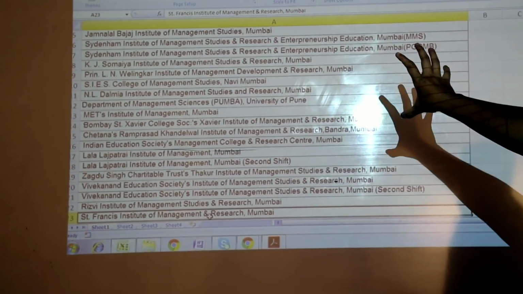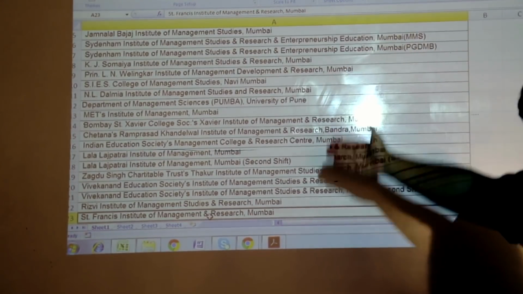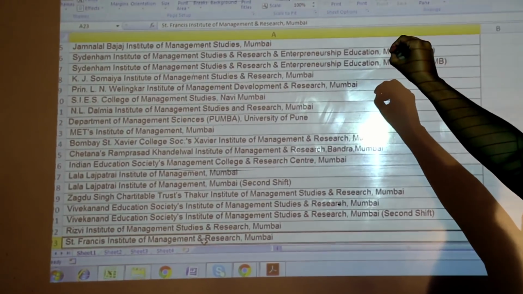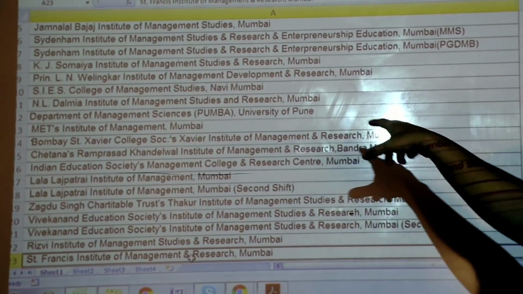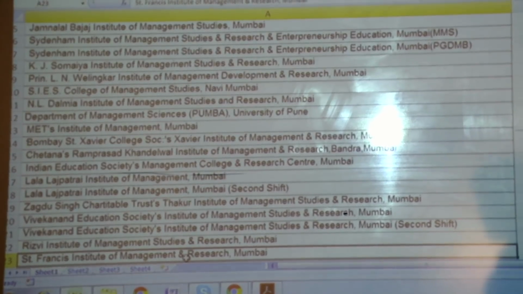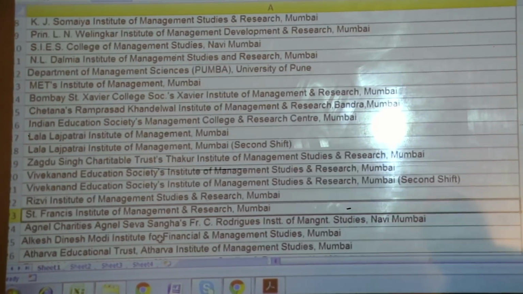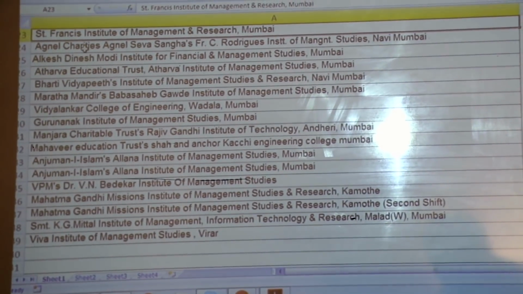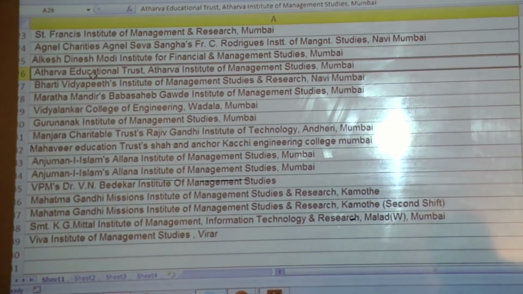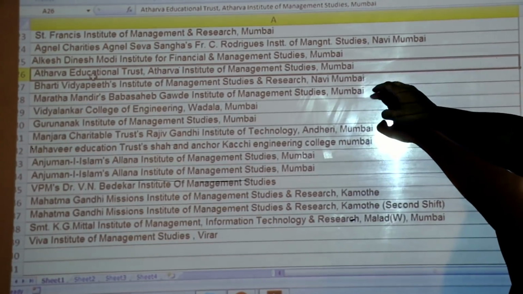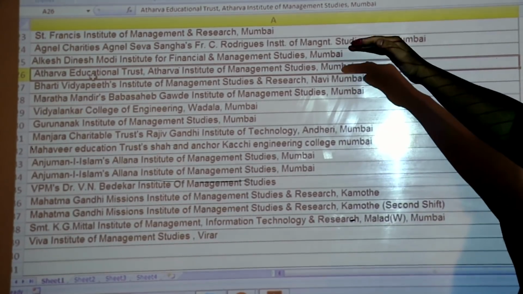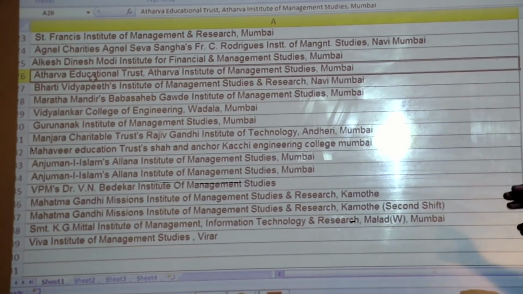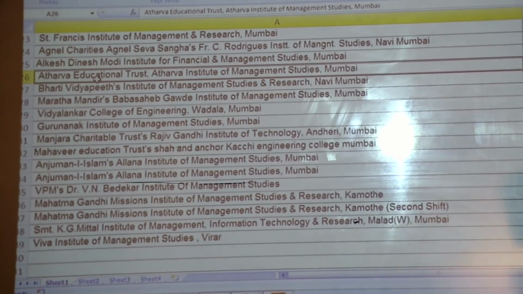you can probably pause the video here, take down the list, fill it up in the same order. You need to also fill up the choice code for those colleges. The choice code is available in that seat allocation matrix that I showed you. Going down here, you will have Father Agnel, Alkesh Dinesh Modi, Atharva, Bharatiya Vidyapeeth, Maratha Mandir, Vidyalankar. So this could be the list. So about 30, 35, 40 colleges is what is there in the list.